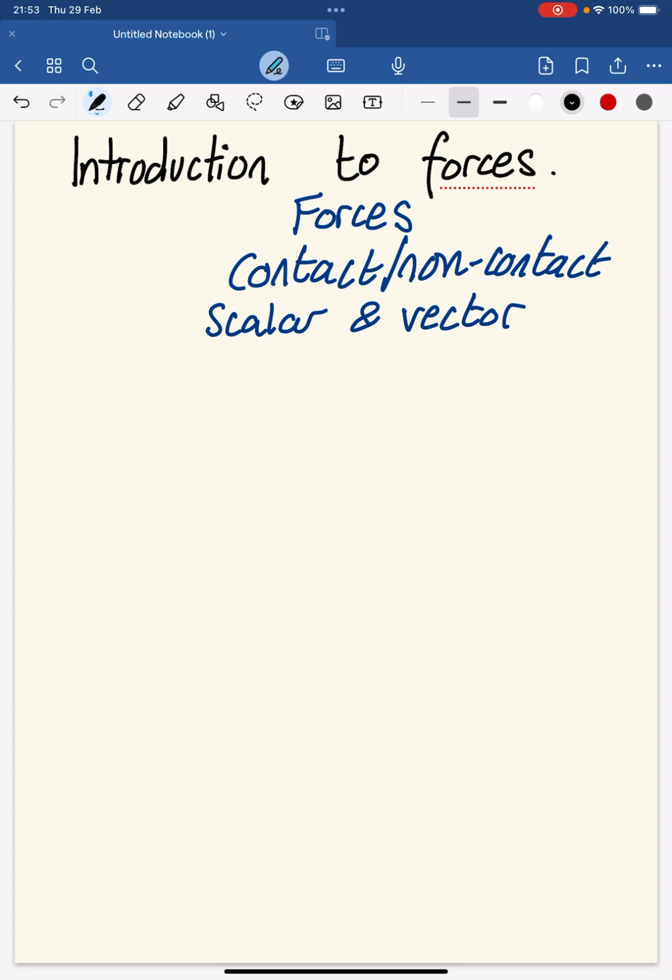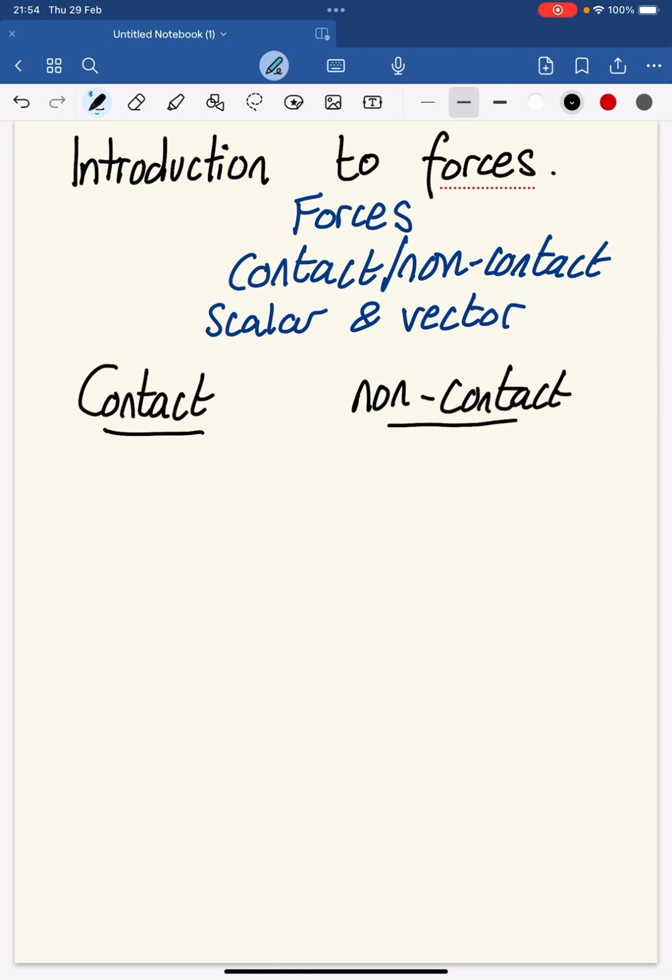So they're incredibly important. Now we can split these forces up into contact and non-contact forces. So a contact force, as the name suggests, is a force that's applied when two objects are touching. And then we have non-contact, and this is forces applied when they are physically separated from each other.